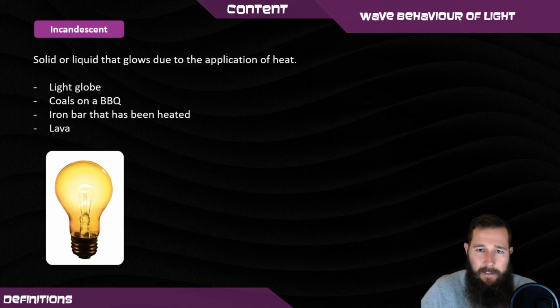So incandescence is another definition, and that's when a solid or a liquid is heated and it glows due to the application of the heat. So examples could be a light globe, coals on a barbecue, or an iron bar that has been heated. For example, when you're doing blacksmithing, you put the iron bar in the fire. Initially it's cold, it's black, but as it starts to heat up, it becomes red hot. Then if you heat it up even more, it becomes orange, yellow, and white hot in the end.